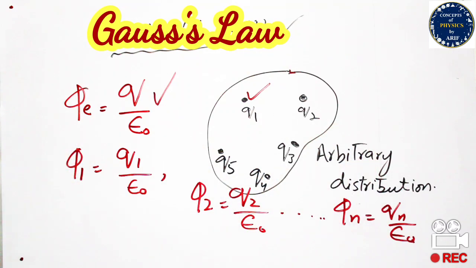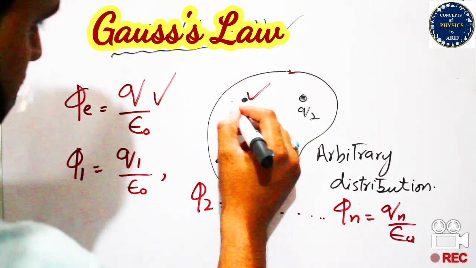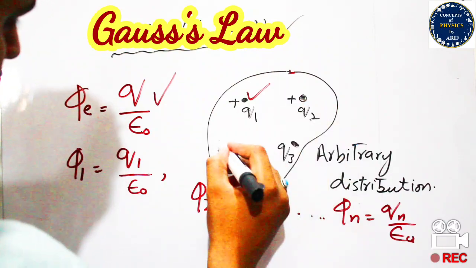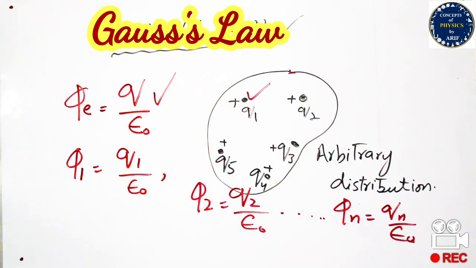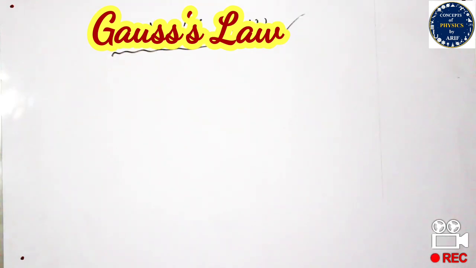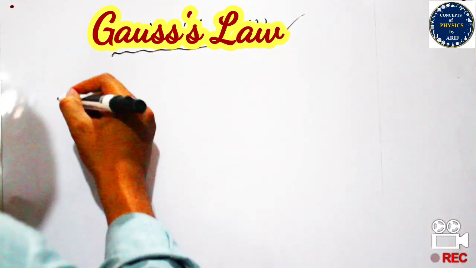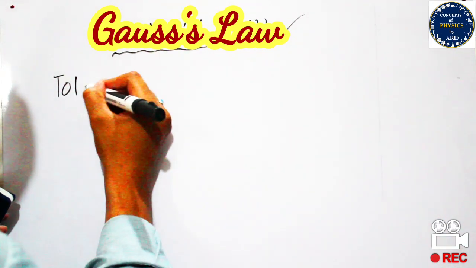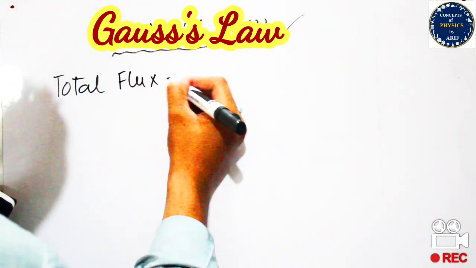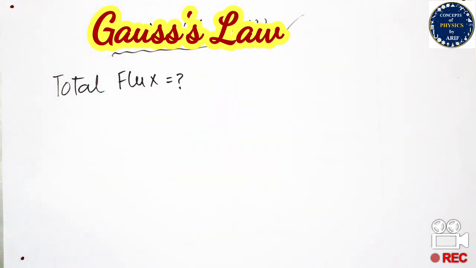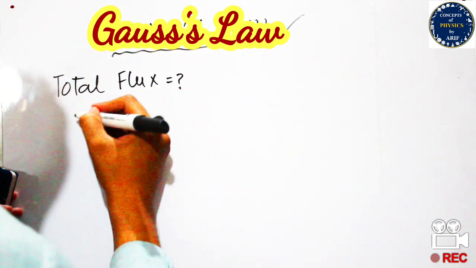In order to calculate the total flux produced in that body, which is an irregular shape, we need to formulate a formula to understand the total flux in the irregular shape of the body. I have written total flux is equal to question mark, and we need to calculate the total flux.